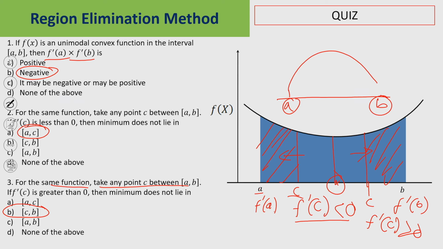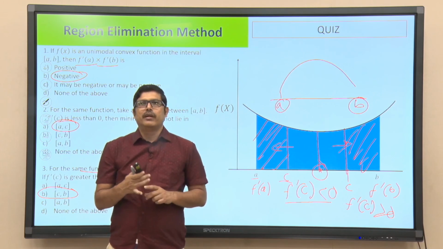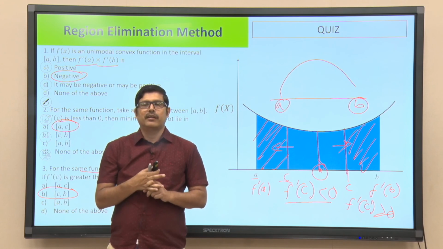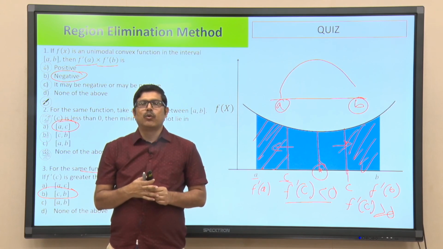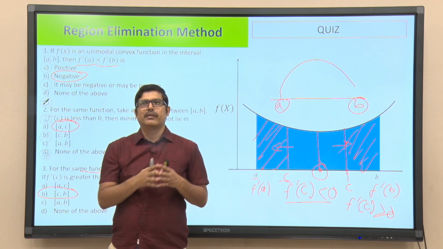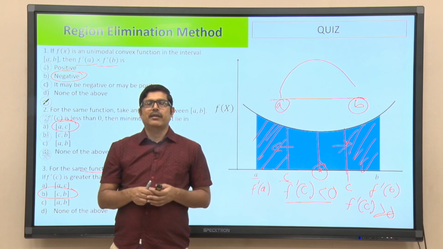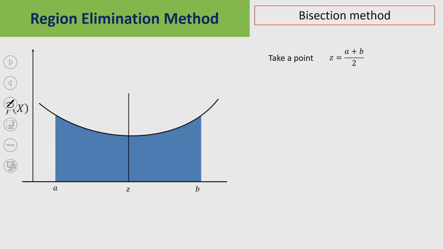So what we can do now, instead of looking at the function the way we did in the interval halving method and golden section search method, is also look at the derivative value. If the derivative is positive, we can eliminate the region on the right hand side of that particular point, and if the derivative is negative, we can eliminate the left hand side of that point. So let us apply this method. This method is known as the bisection method.